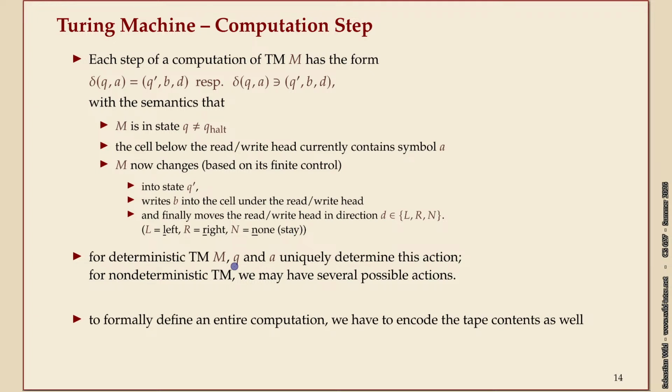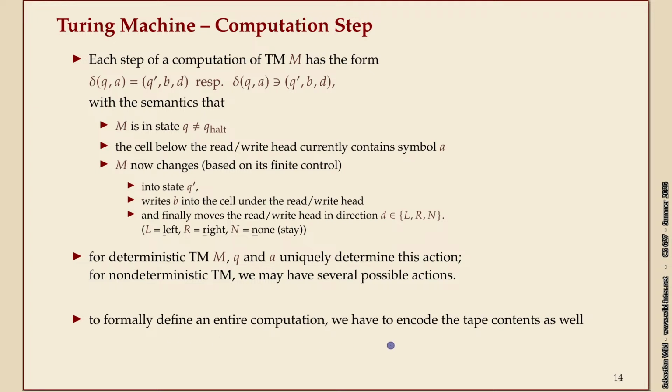Again, the important part to keep in mind: a deterministic Turing machine has a uniquely determined next action, whereas a non-deterministic Turing machine may have several ones. And for now, this is just a definition. It tells you there's several things you could possibly do, and it doesn't tell you which one to actually execute.